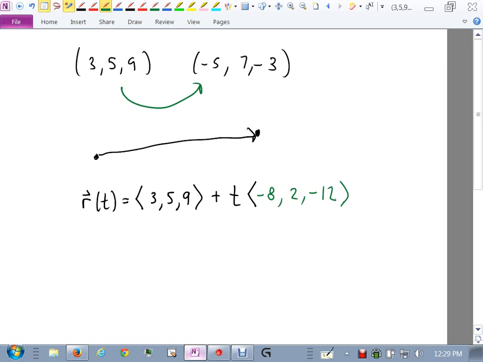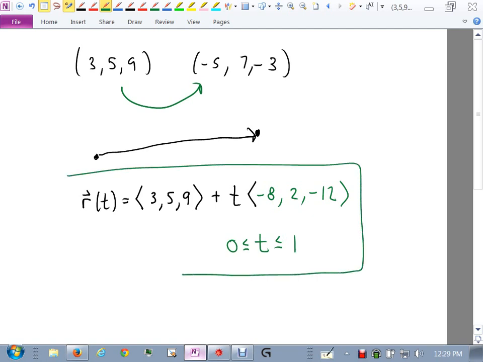To draw the segment, all I need to do is restrict t between 0 and 1. We did do that a while back. I said we would see it again. But this is a vector function, isn't it? It draws a line. If we restrict its domain between 0 and 1, we draw just the segment between those 2 points.